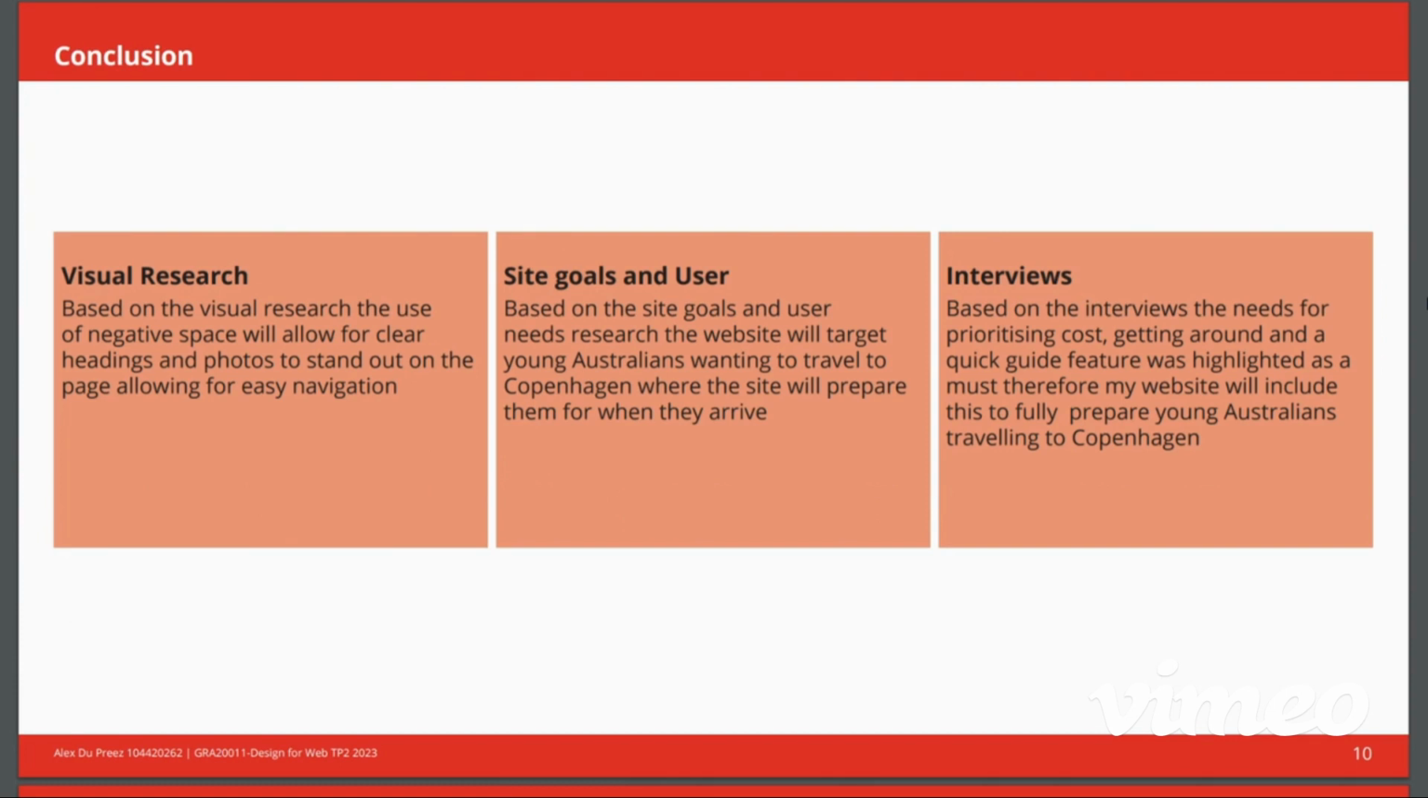Lastly, moving on to my conclusion. Based on the visual research, the use of negative space will allow for clear headings and photos to stand out on the page, allowing for easy navigation. Based on the site goals and user needs research, the website will target young Australians wanting to travel to Copenhagen, where the site will prepare them for when they arrive.